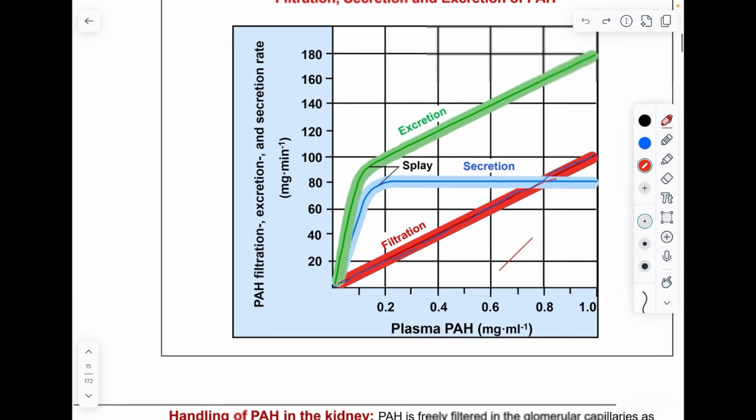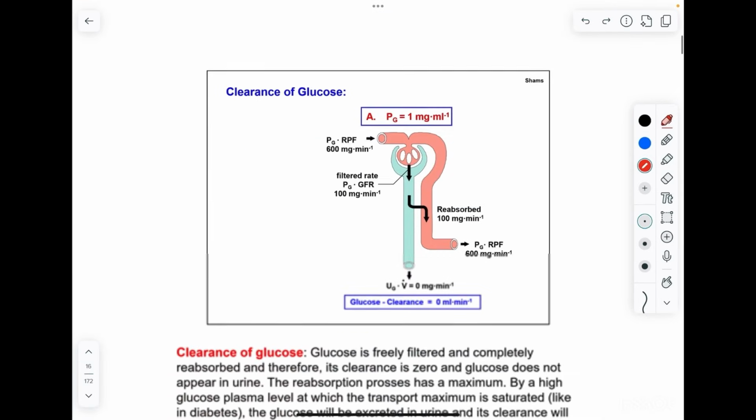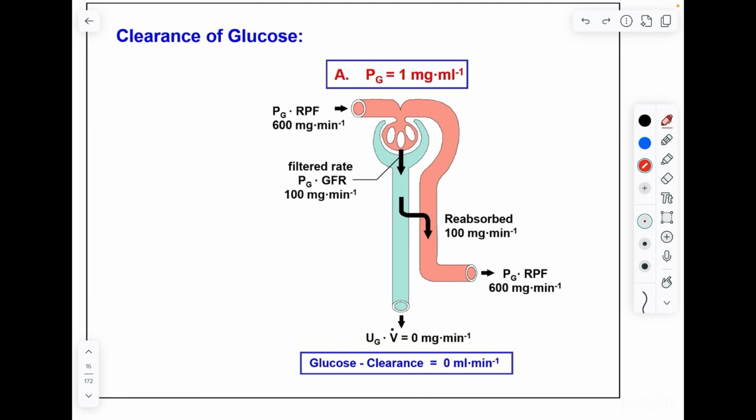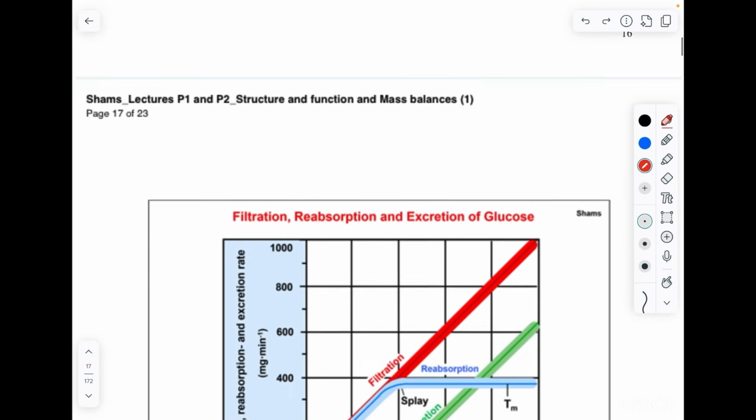Hope that makes sense. Now, clearance of glucose. Glucose is the exact opposite of PAH. It's being fully reabsorbed. No glucose should appear in urine. So if it's getting fully reabsorbed, how much plasma has got rid of glucose? 0. And that means the clearance of glucose is 0.